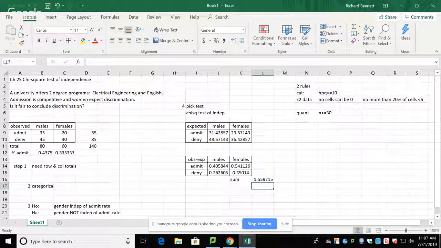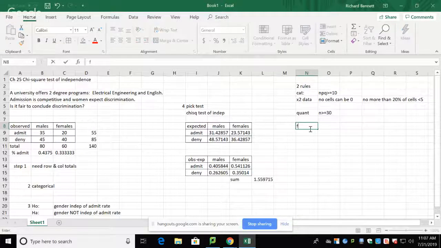All right, so now the next step is what? So step number 5 is find the p-value.